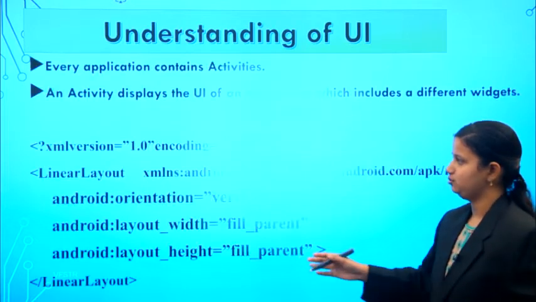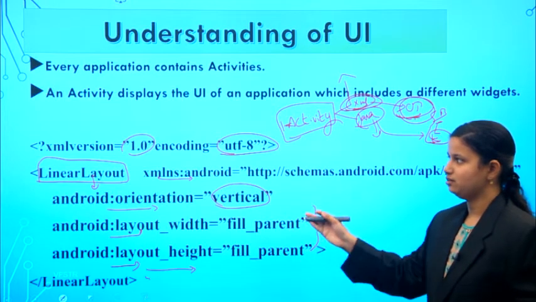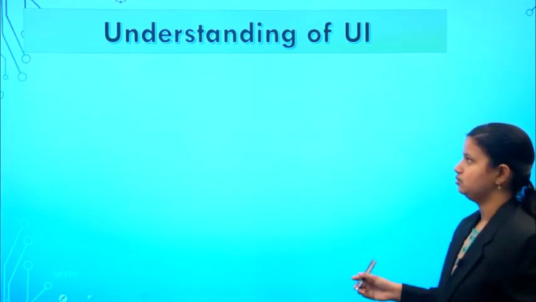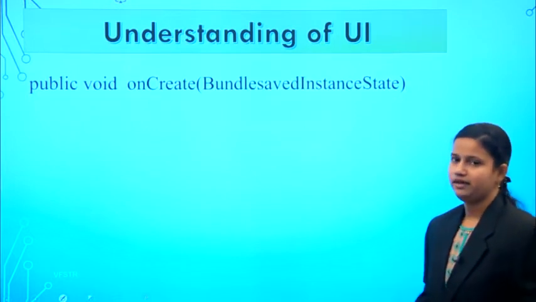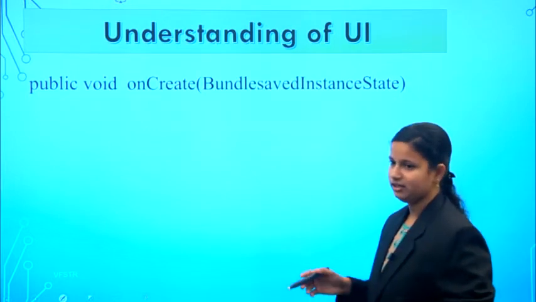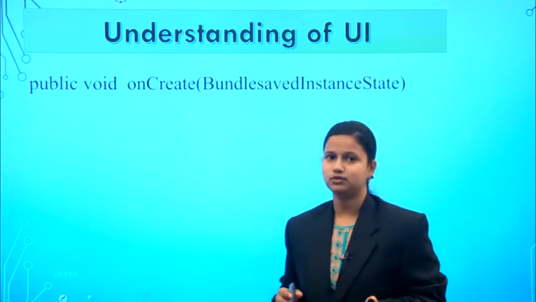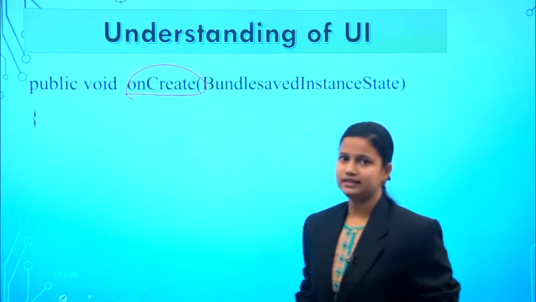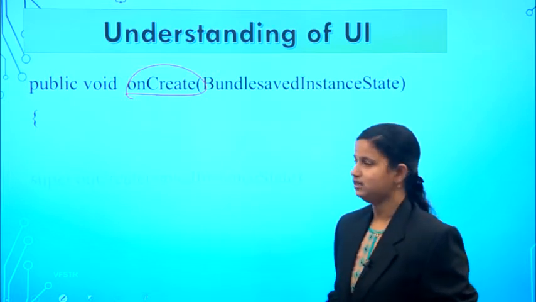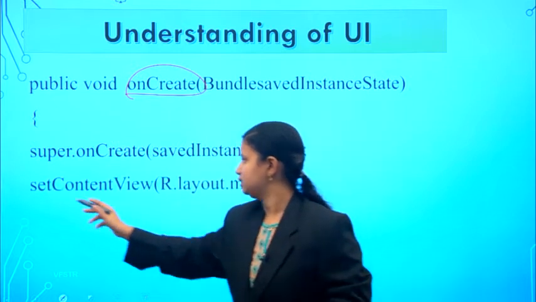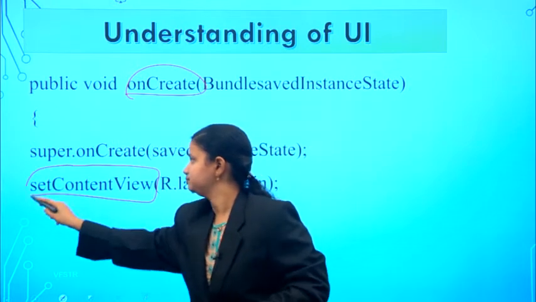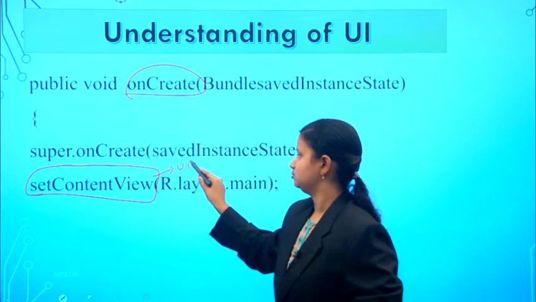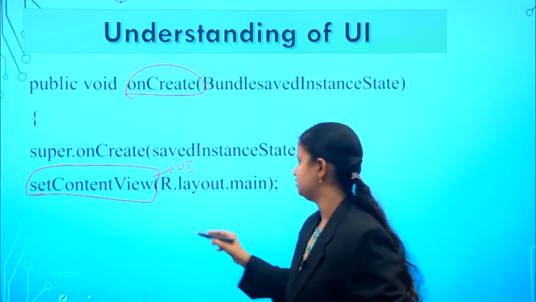So this XML file is to be presented, but how is this XML file to be run? That is done by using Java. Whenever you are using an activity, it has 7 different methods. In those 7 different methods, by using the onCreate method, at the time of running, by calling the setContentView method, it will load your user interface.